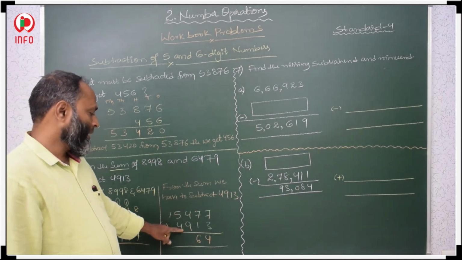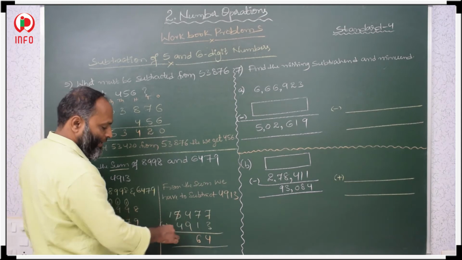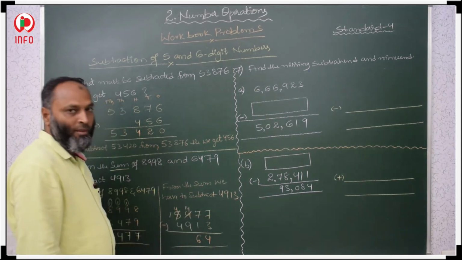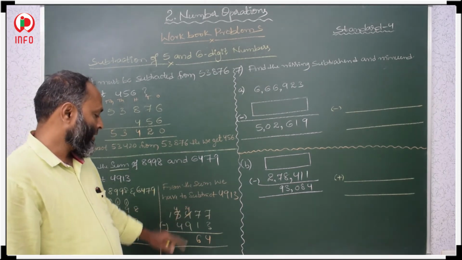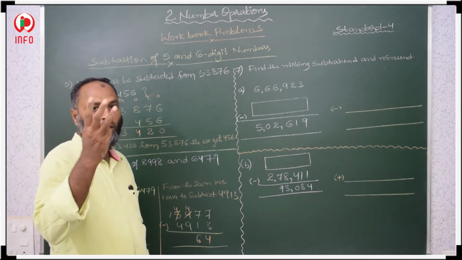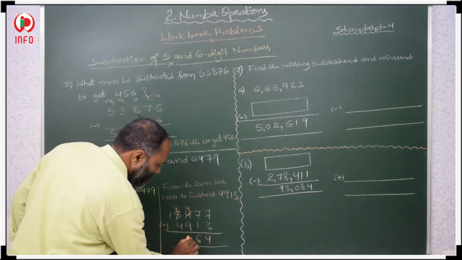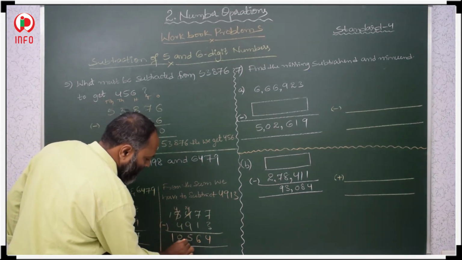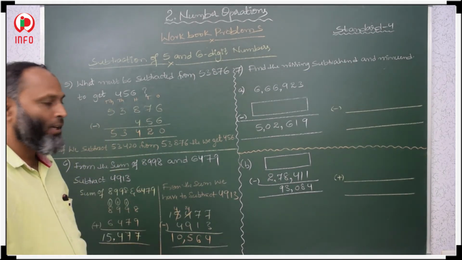Then 4 minus 9. It is a smaller number. We have to take borrow. So it will decrease by 1 and it will increase by 10. 10 plus 4, 14. Then 14 minus 9 means from 9 to 14 we have to count: 10, 11, 12, 13 and 14. Total 5. 4 minus 4, 0, and 1. 10,564. So this is our answer.